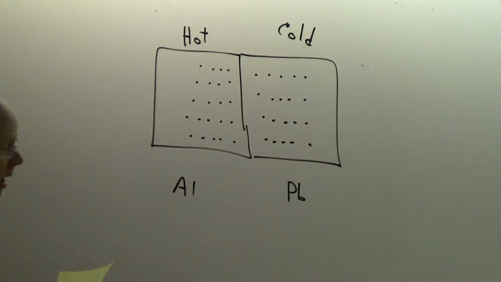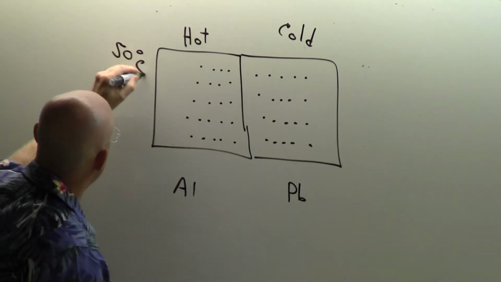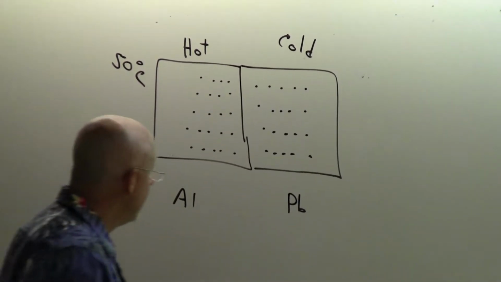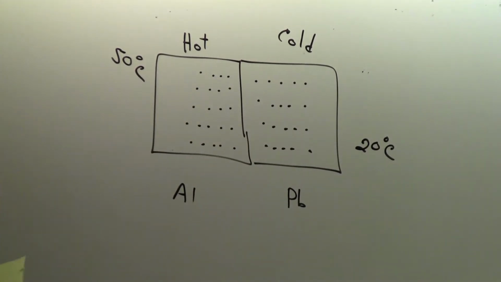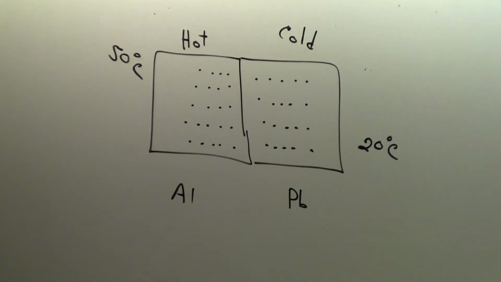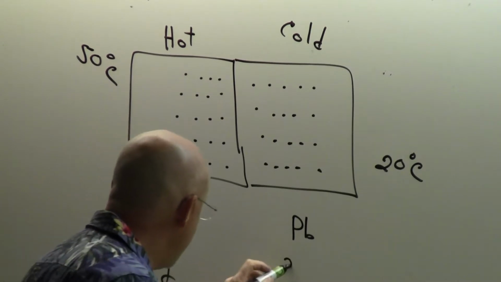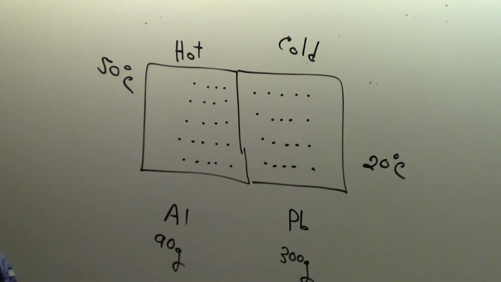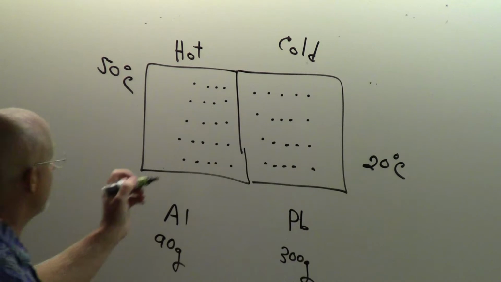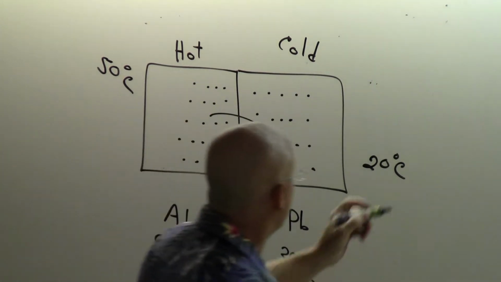And we said, well, let's say our piece of aluminum is hotter. And so we had a 50-degree piece of aluminum, if you remember, and it was a 20-degree piece of lead. And we went through some calculations to find out that if we had this 90 grams of aluminum and 300 grams of lead, that the final temperature is roughly around 40. If I remember right, it was like 40.3 degrees Celsius. And so the energy would move from the hot one to the cold one.